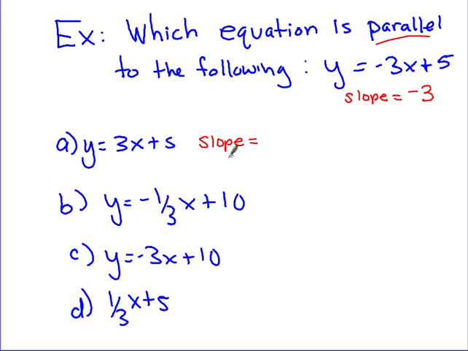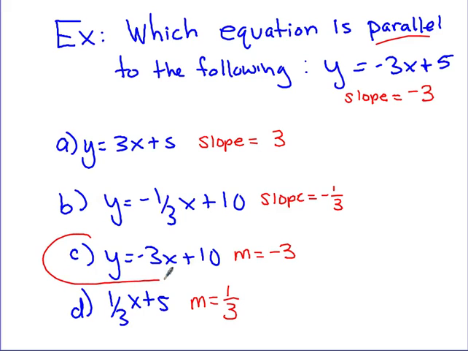Our slope in A is 3. Our slope in B is -1/3. And the key here is that all of them have y by itself. The slope in C is -3, and the slope in the last one is 1/3. So which one has the same slope? Hopefully you picked C. So C would be a line that's parallel to that. If we graph those, we could see that.